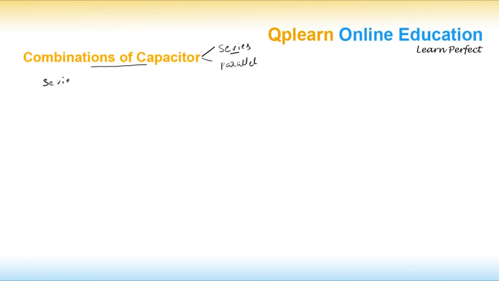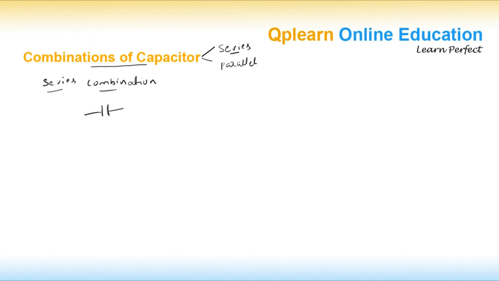The series combination of capacitors. You know what the symbol of a capacitor is? This is the symbol of a capacitor. This is the first terminal, this is the second terminal. These two are equal plates. What is a capacitor? A capacitor is a device which stores electric charge.